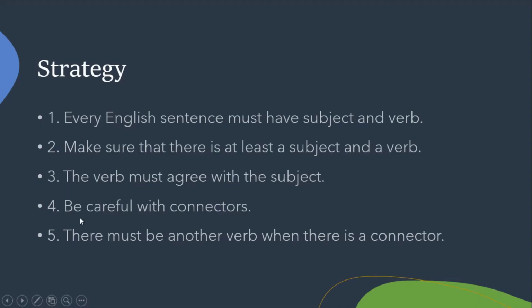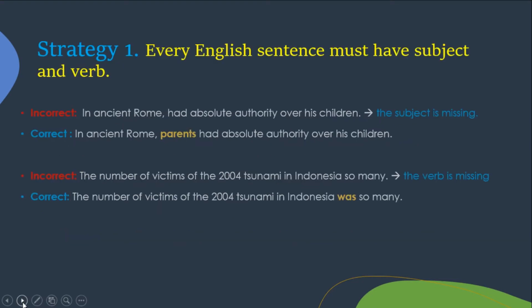Okay, and then every verb must agree with the subject. Yeah, it relates to the subject verb agreement. And then be careful with the connectors to determine whether it is a simple sentence or a complex sentence, and also the form of adjective clause. And then there must be another verb when there is a connector. So this is also another key to determine the subject and the verb of the sentence. So this is the first strategy, right?